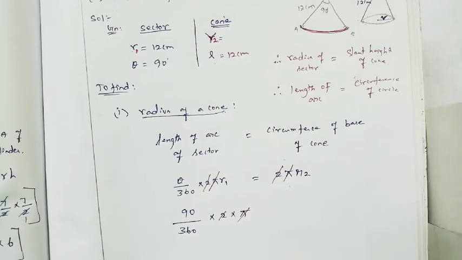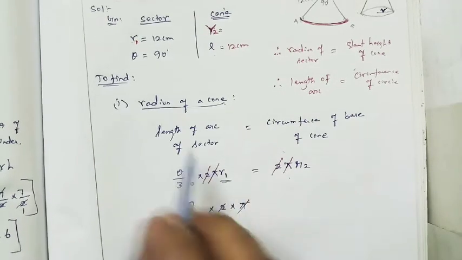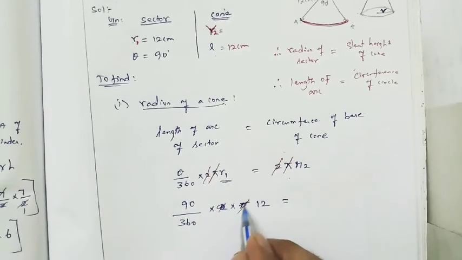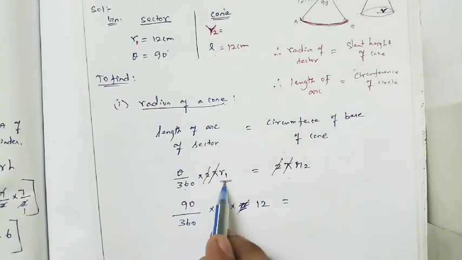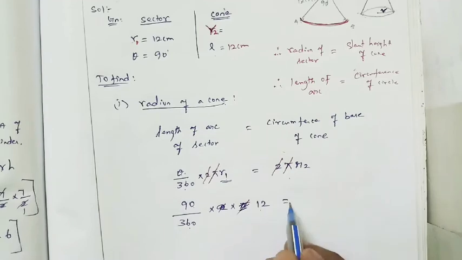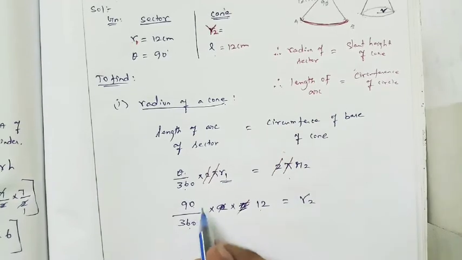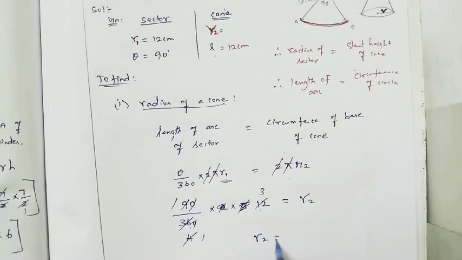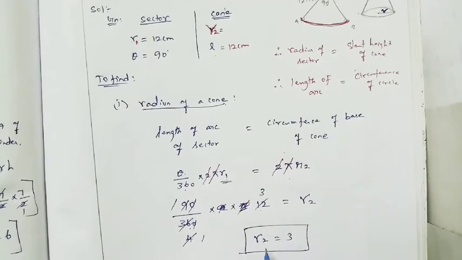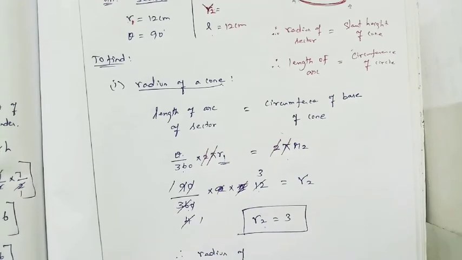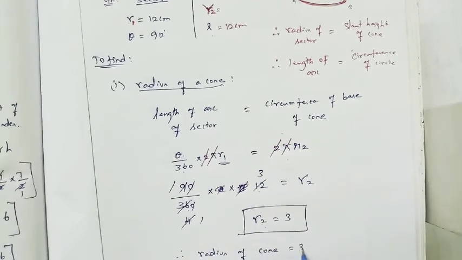So theta by 360 into R1 is equal to R2. Theta is 90, so 90 divided by 360 into 12 is equal to R2, where R1 is 12 centimeter. Simplify: the 0 cancels, 1 times 4, and 4 threes are 12. So R2 is equal to 3. What is R2? The radius of the cone. Therefore, the radius of the cone is equal to 3 centimeter.